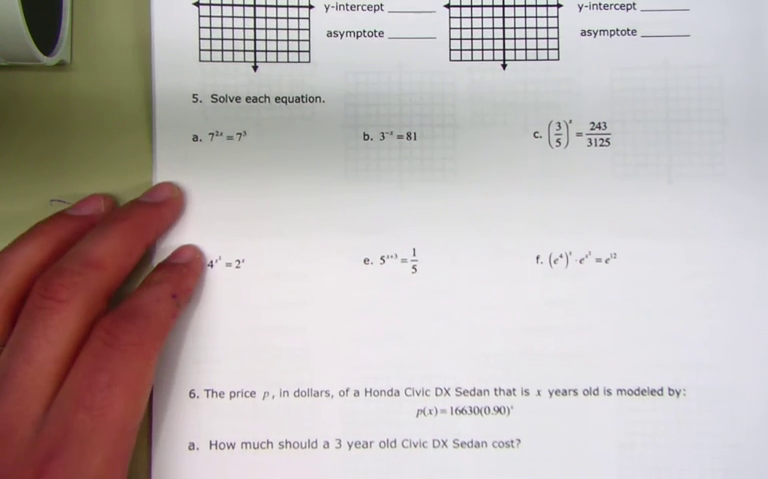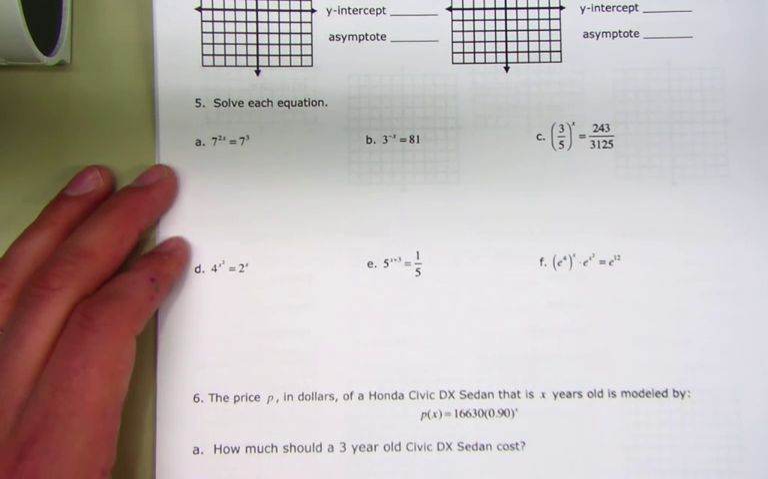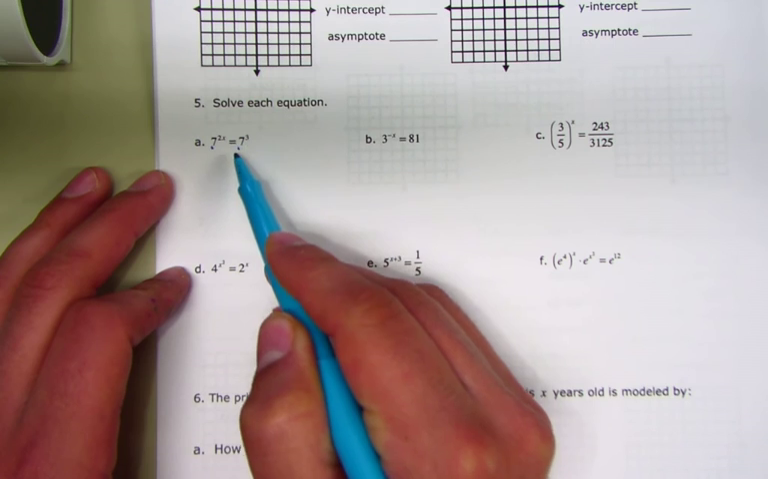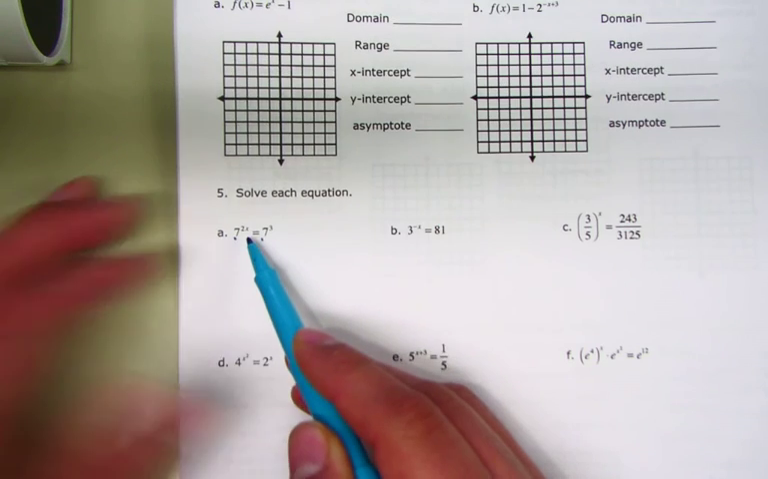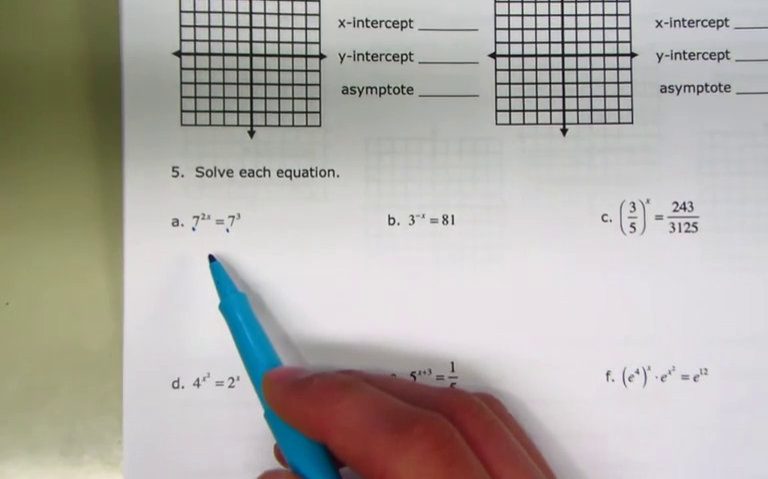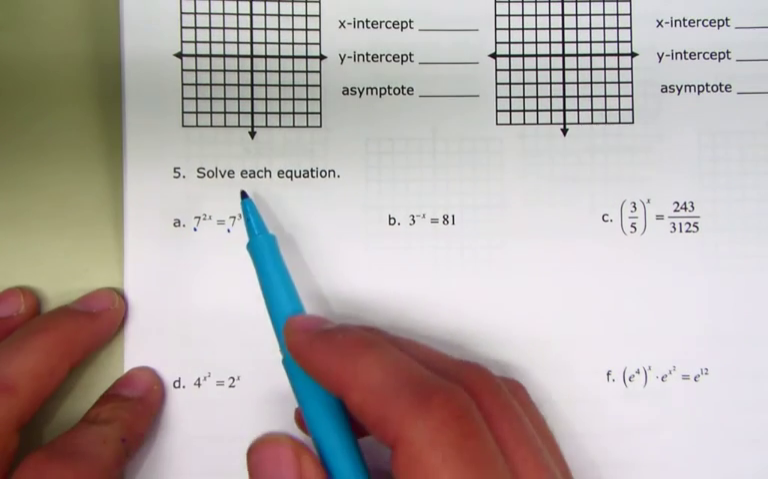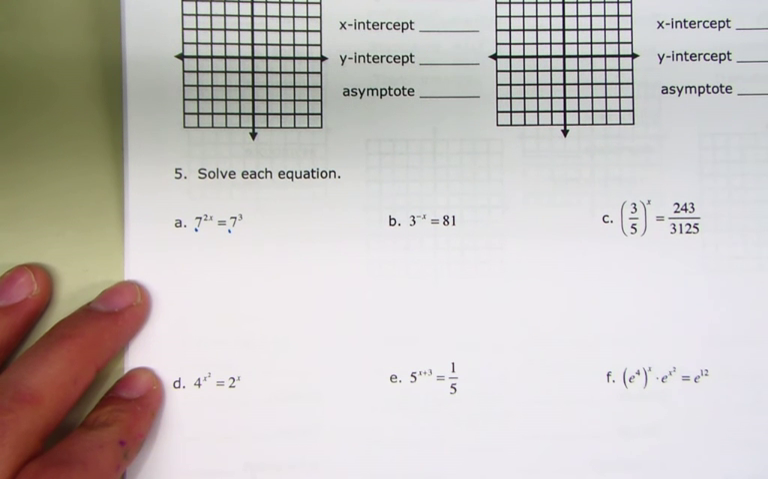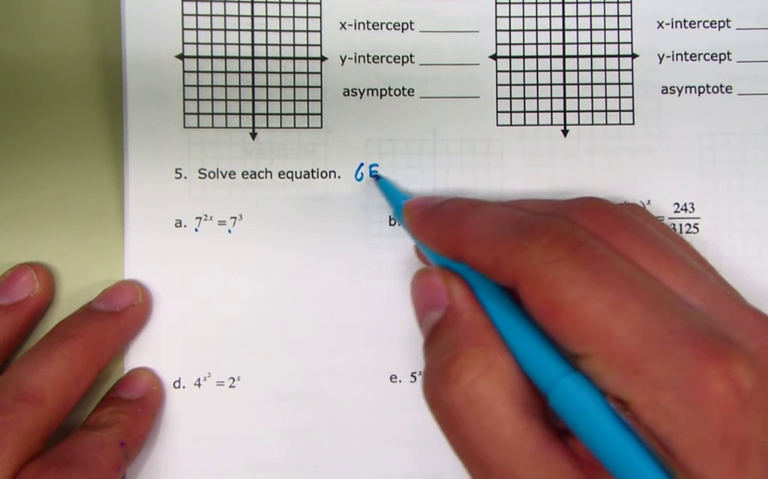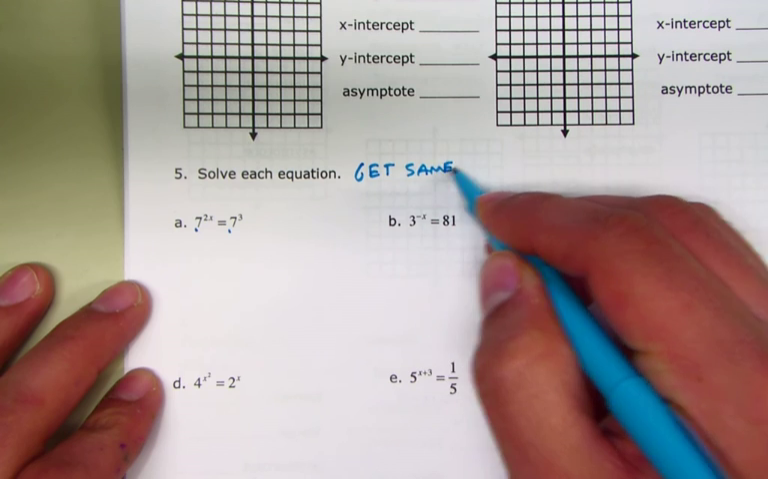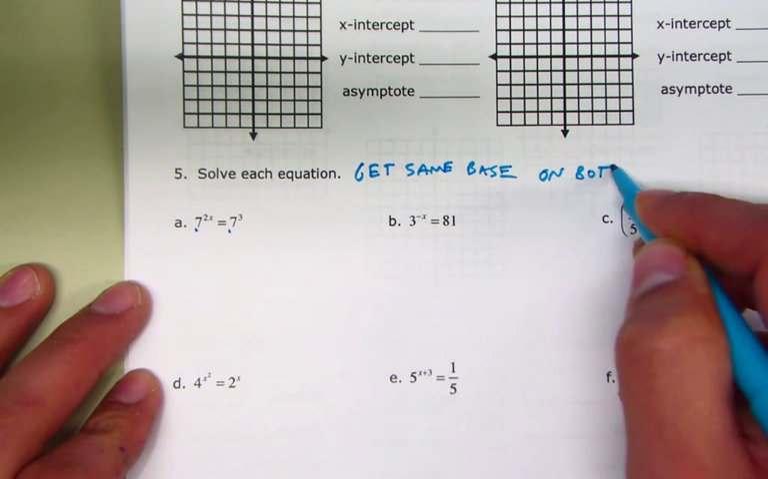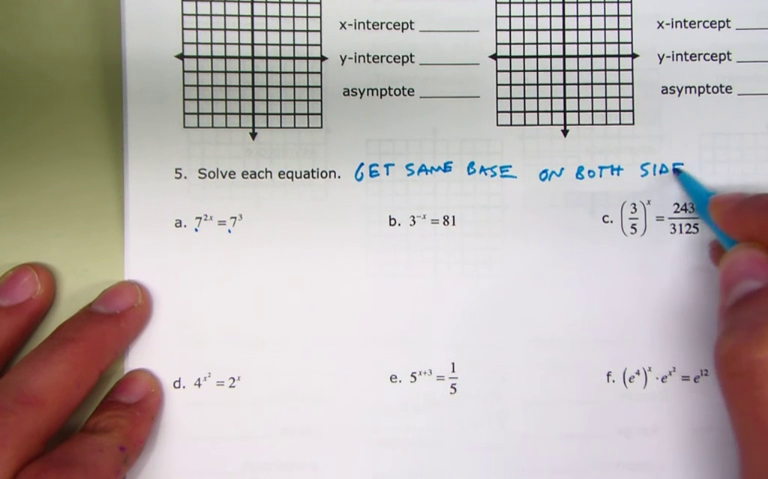Page 11. We'll start easy, okay? If we're solving an exponential equation like this one here, let's make it larger. These are what we call the easy exponential equations because you don't have to do anything with logs yet. Essentially what you want to do is get the same base on both sides. That's the good way to start, okay?